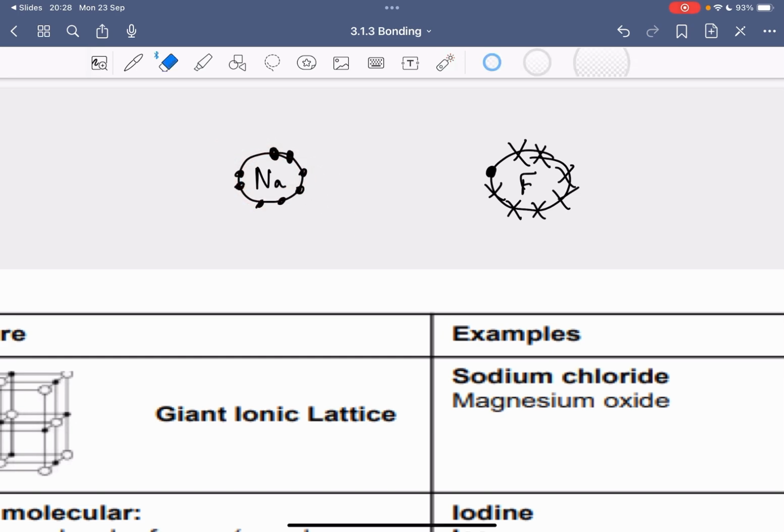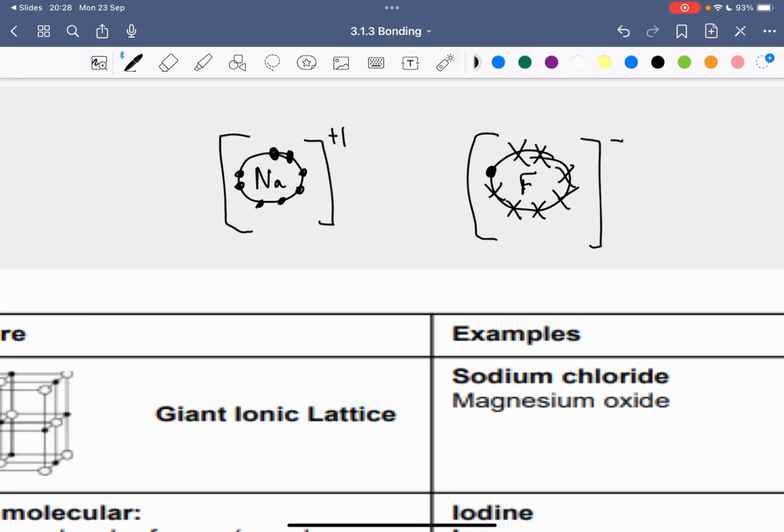Okay. And now sodium has a full outer shell because it has 8 electrons. And fluorine has a full outer shell because now it has 8 electrons as well. So they both have full outer shells. However, since sodium lost an electron, it's now got a +1 charge. And since fluorine gained an electron, it now has a -1 charge.